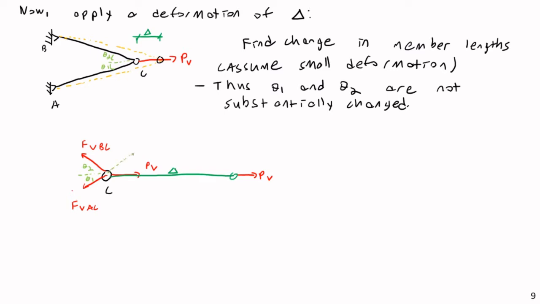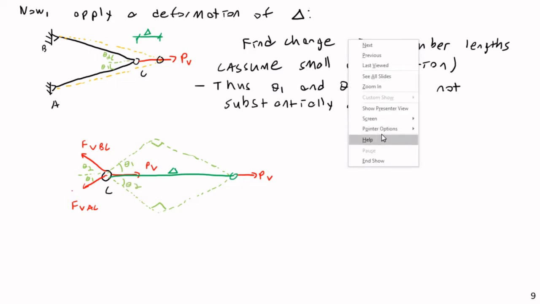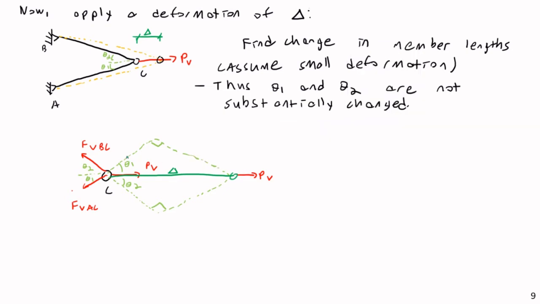So if I project this one up and down like that at a right angle, and same here, this also at a right angle. Again, as long as theta 1 and theta 2 remain unchanged, if this is theta 1 and this is theta 2, then the deformations that these members are going to experience: this member is going to experience delta times the cosine of theta 1, and this one will experience delta times the cosine of theta 2.